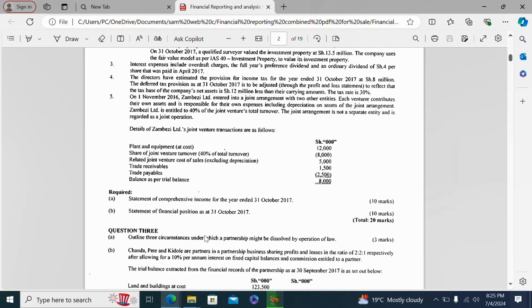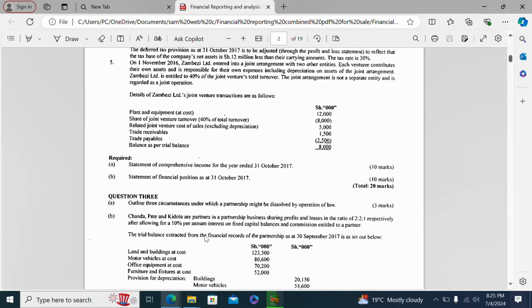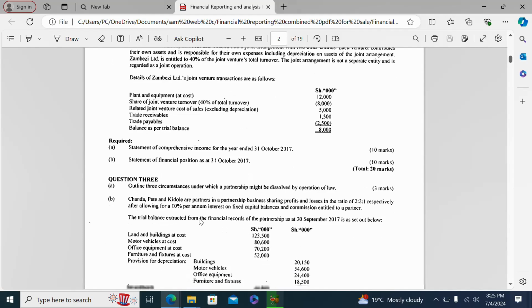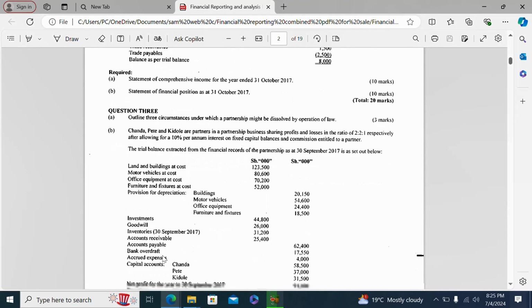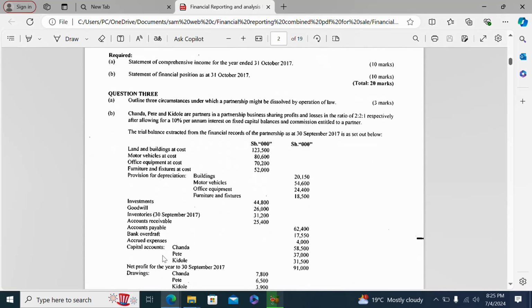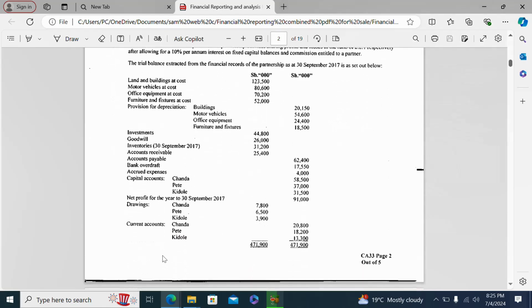We go now to question 3. Outline the circumstances under which a partnership might be dissolved by operation of law. Then you have part B, you have been given the information for some partners, Chada, Pete, and Kidore are partners. So what did the examiner require in this part B of the question?